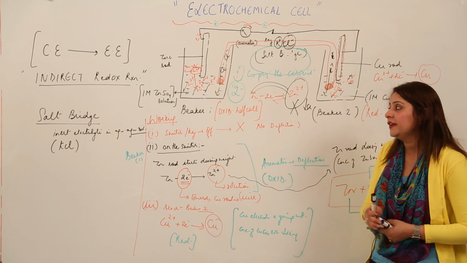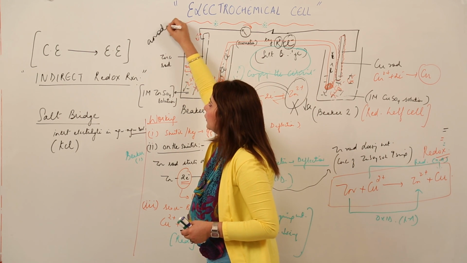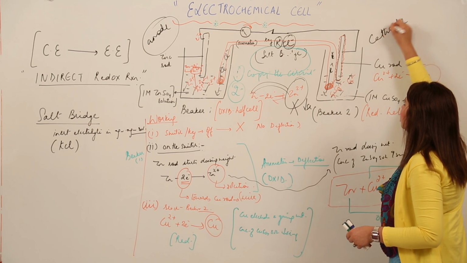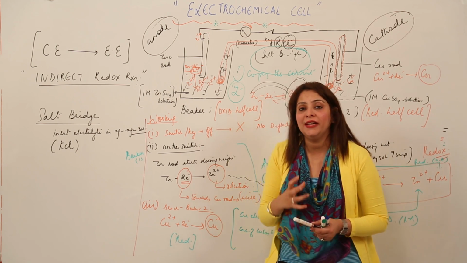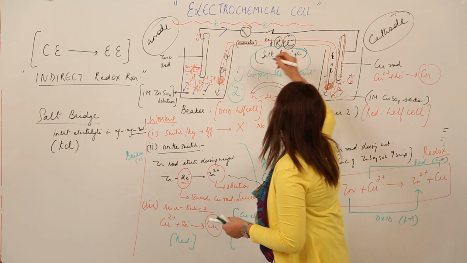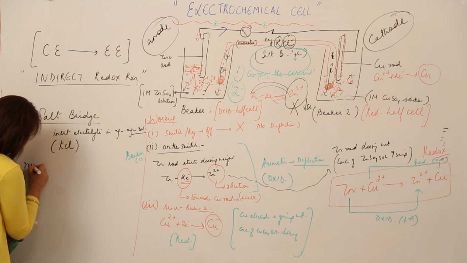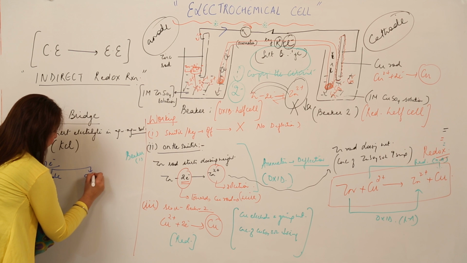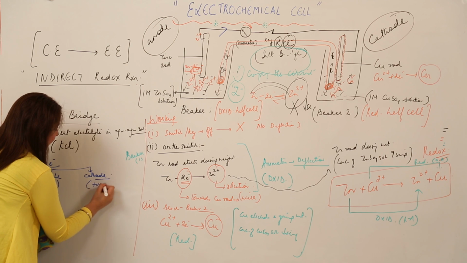The second thing you need to remember is that the one which gets oxidized acts as anode, and the one which gets reduced acts as cathode. And what is the movement of electrons? You know that the movement of electrons is from anode to cathode. Anode acts as negative terminal and cathode acts as positive terminal.